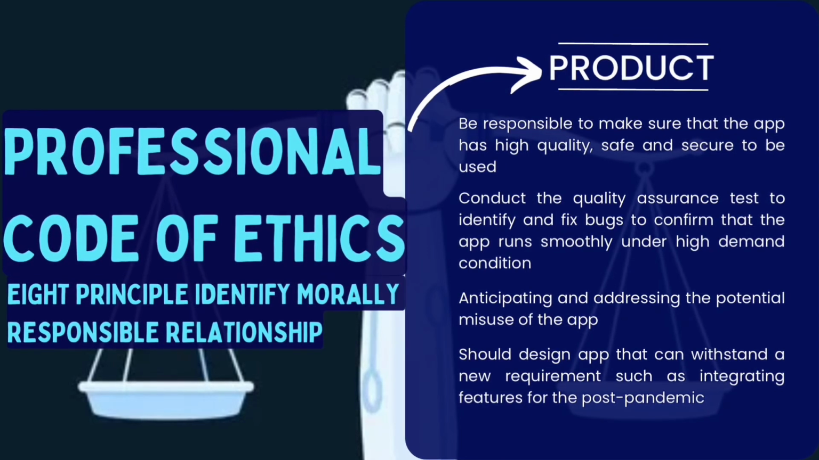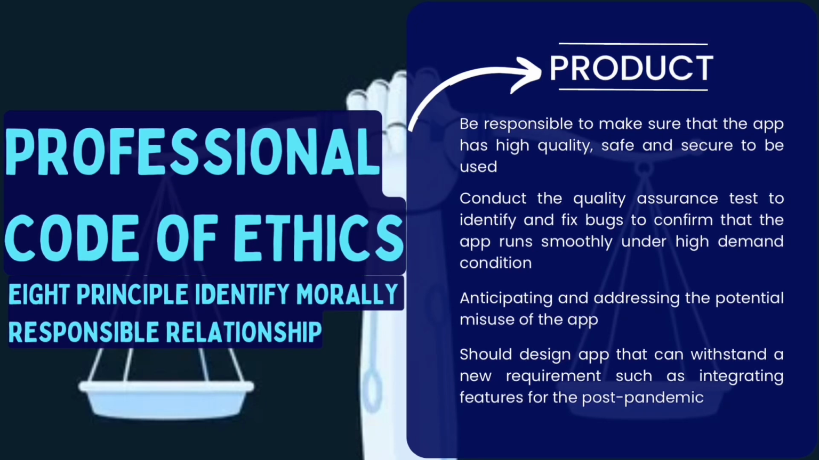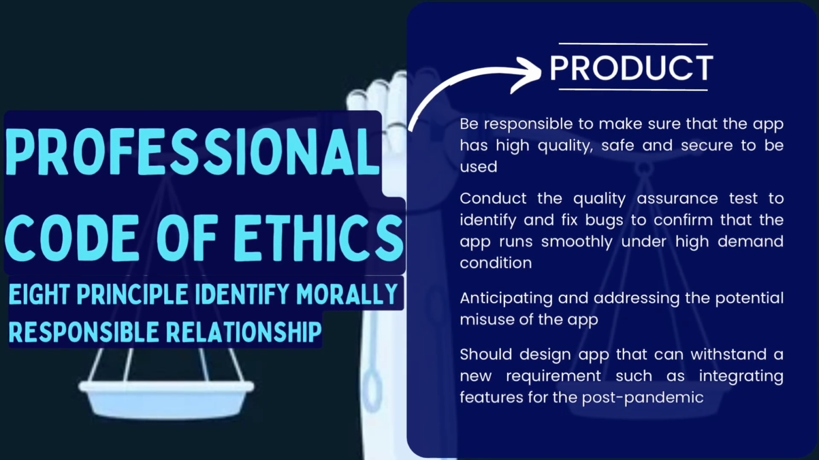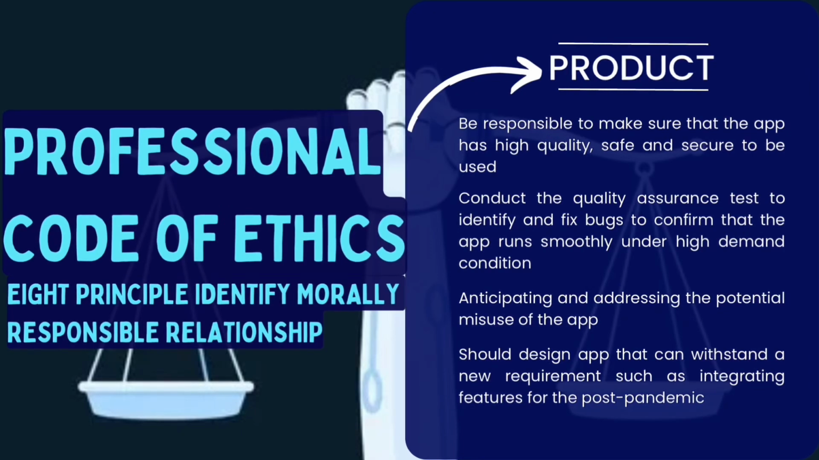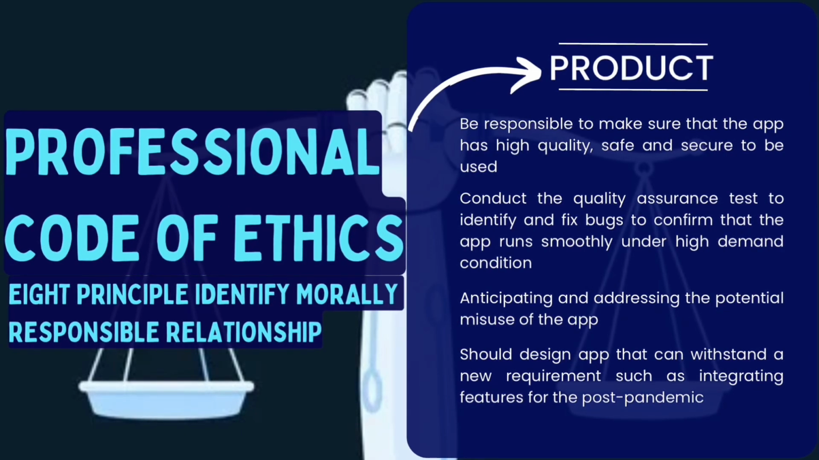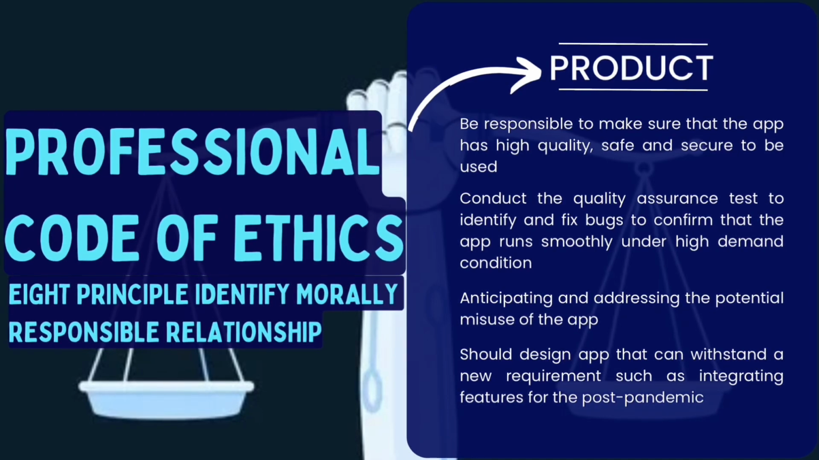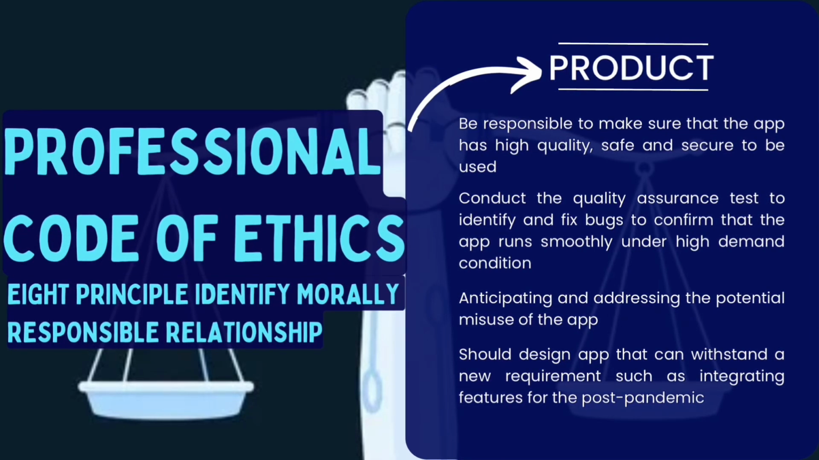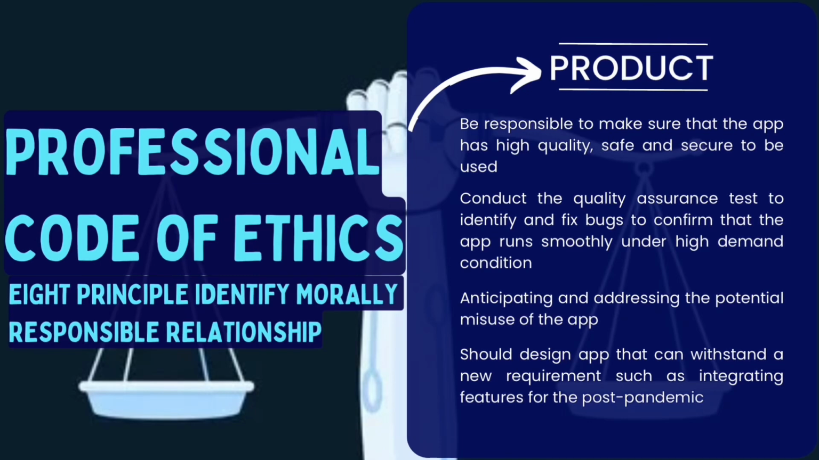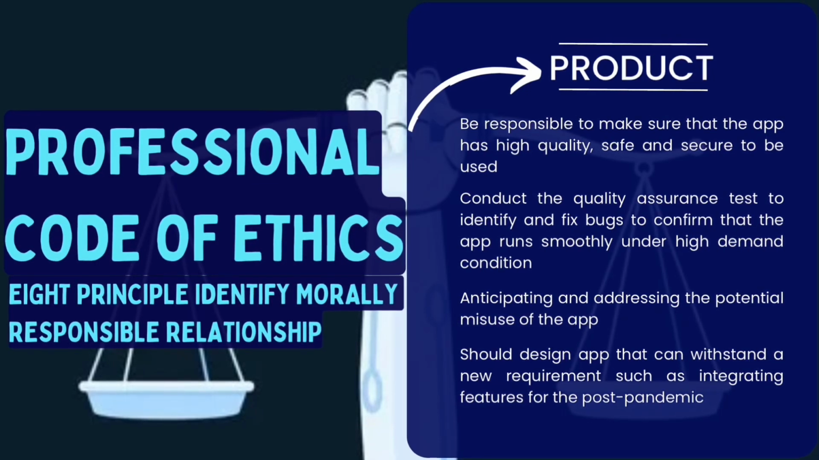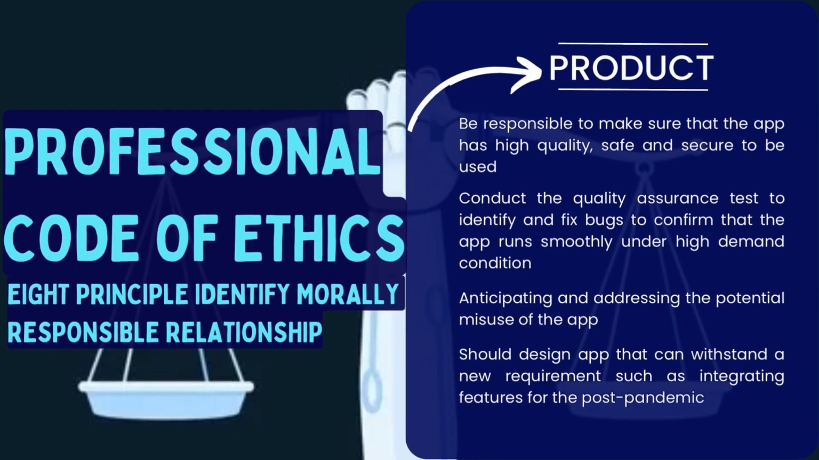The assigned engineer needs to conduct quality assurance tests to identify and fix bugs and confirm that the app runs smoothly under high-demand conditions. The ethical responsibility also involves anticipating and addressing potential misuse of the app. The engineer should also design the app so that it can withstand new requirements, such as integrating features for the post-pandemic period. Failure to uphold this standard could lead to system crashes, data breaches, and loss of public trust.